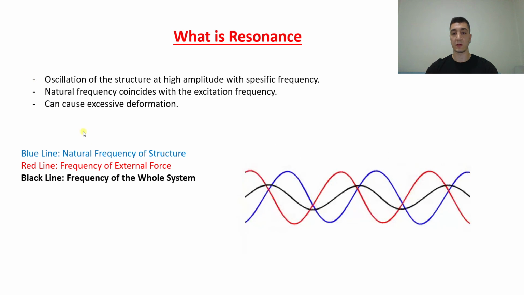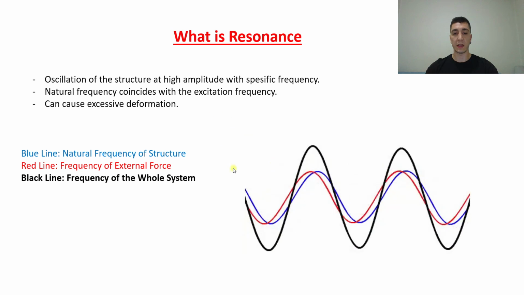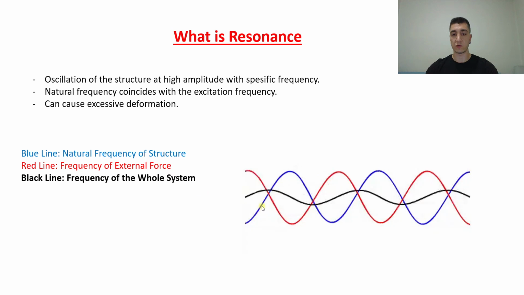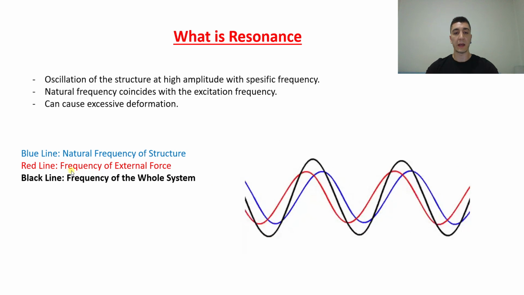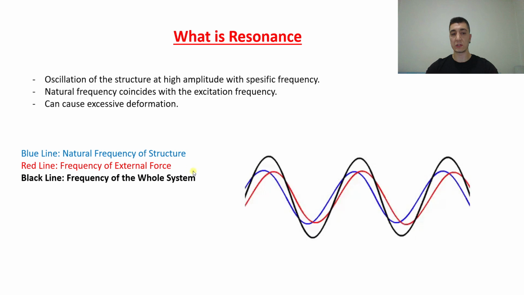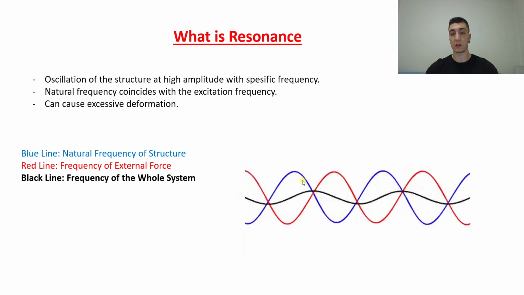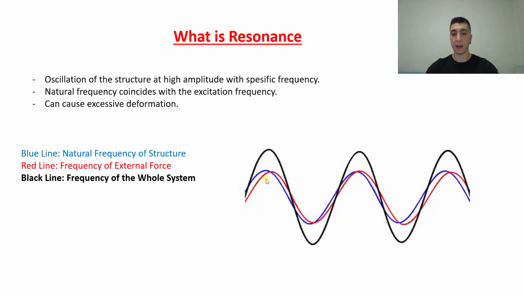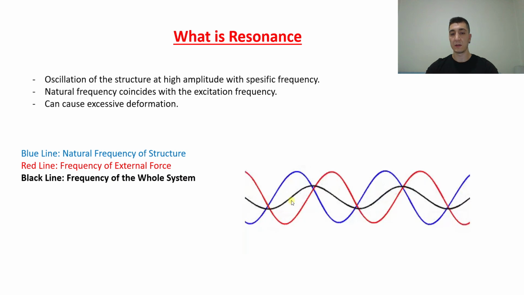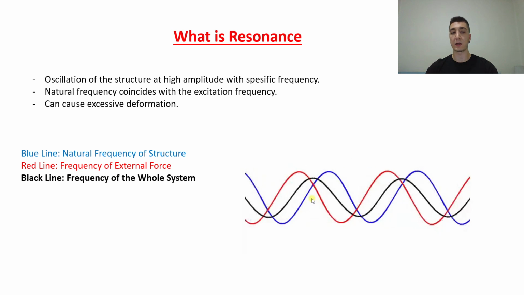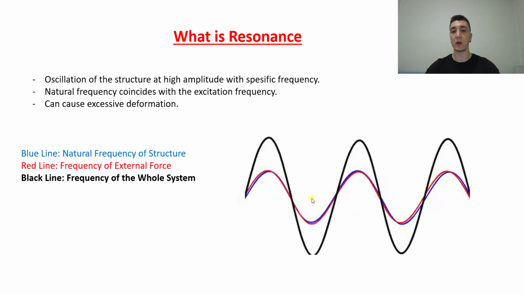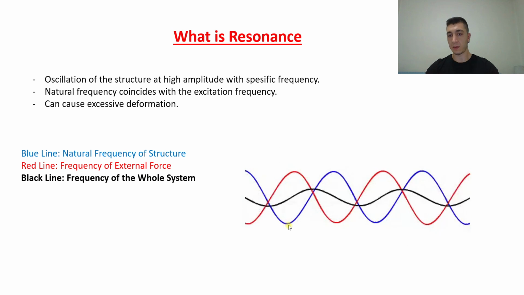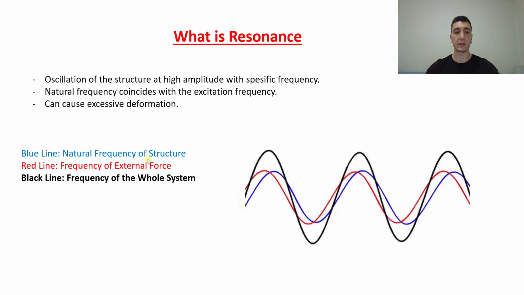To understand that, we will take a look at this graph. In the graph, the blue line is the natural frequency of the structure, and the red line is the frequency of the external force. The black line is the response of the whole system, and as you know from waves, this distance is the amplitude of the wave, which we can also say is the deformation of the system.